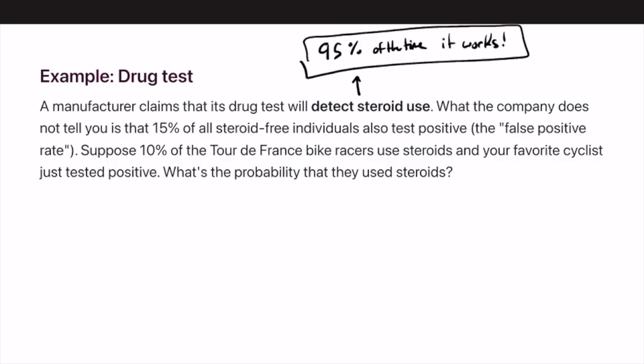What the company does not tell you is that 15% of all steroid-free individuals also test positive. So, the false positive rate. So 15% of people who do not use steroids will still test positive when taking this test. And suppose that 10% of the Tour de France bike racers use steroids and that your favorite cyclist is tested positive. So let's highlight some stuff, and we want to know the probability that they use steroids.